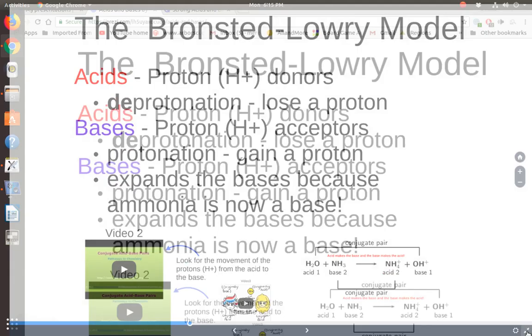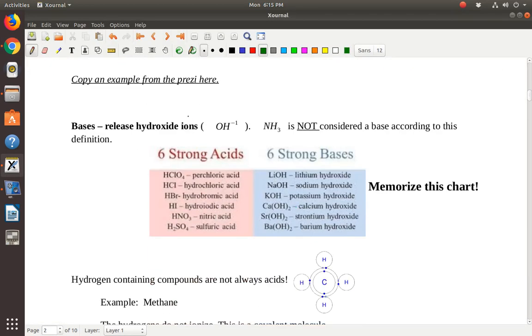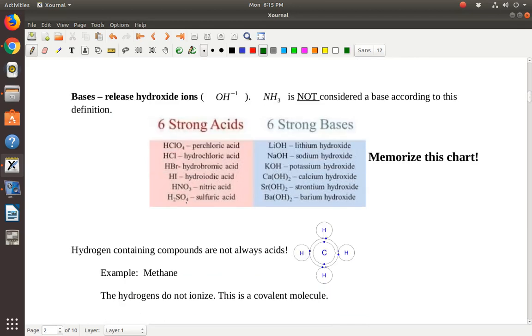Okay, before we get to the Bronsted-Lowry, let's go back to the notes. There's 6 strong acids you need to memorize and 6 strong bases. These should be in that Prezi with the strong bases and acids. ClO4 is the perchlorate, so it becomes perchloric. Hydrochloric, hydrobromic, hydroiodic, nitric, that comes from the nitrate, and sulfuric comes from sulfate.